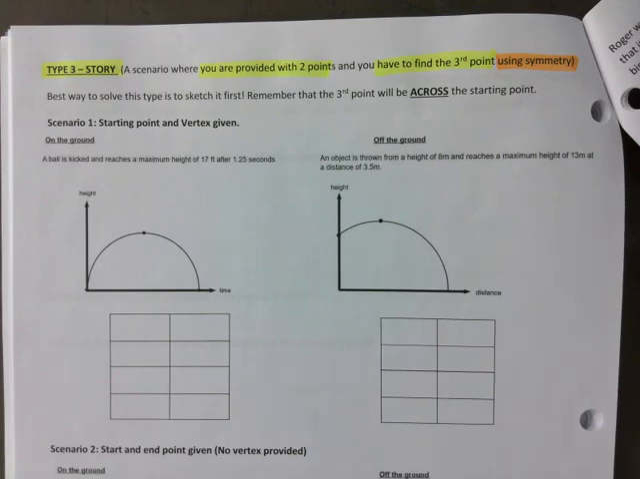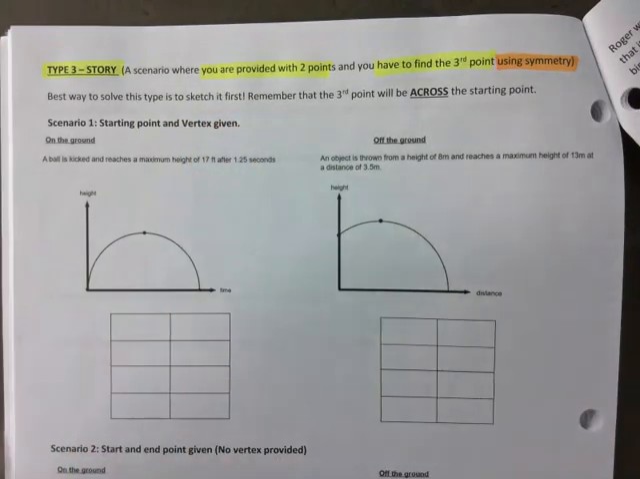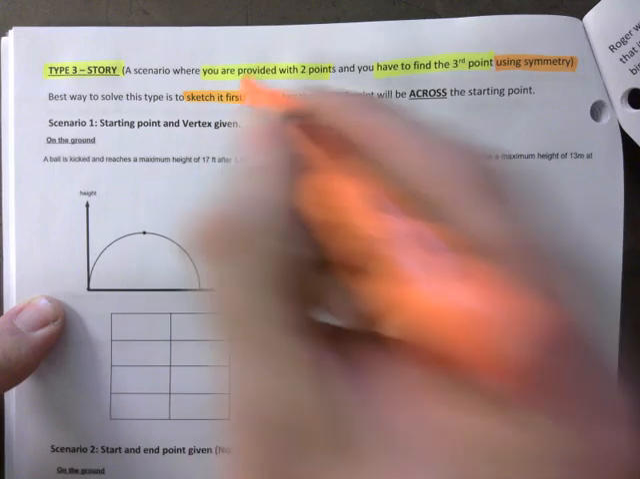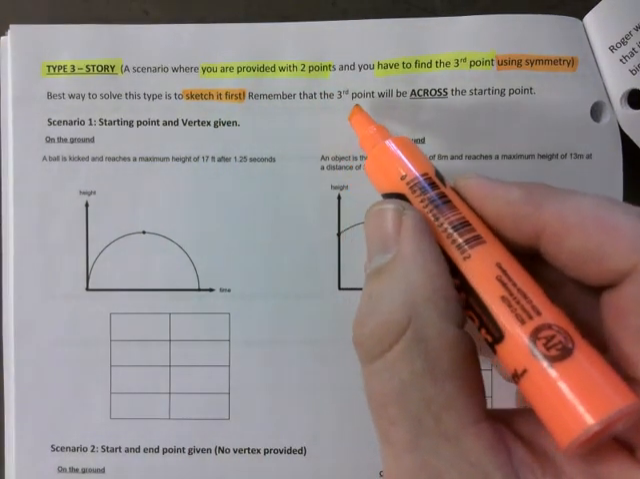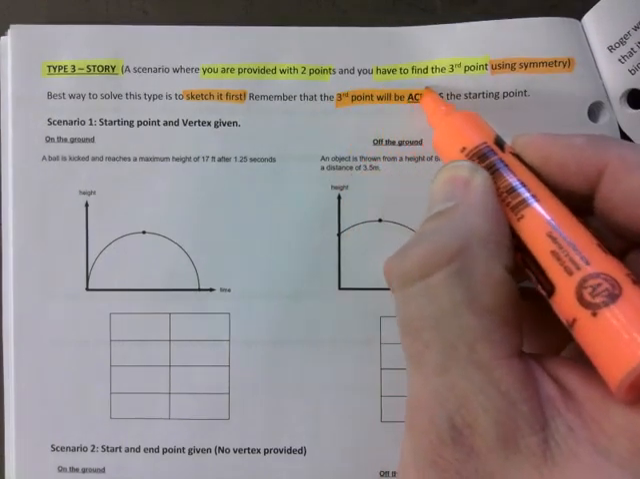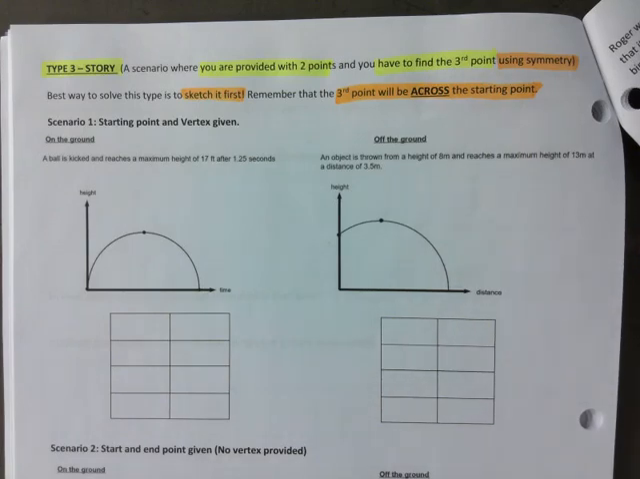And the symmetry always revolves around the vertex, okay? So the best way to solve this type is to sketch it first. Strongly suggest you sketch it first. Doesn't have to be to scale, right? And then remember that the third point is across the starting point. There's most definitely going to be a third point across where you start.